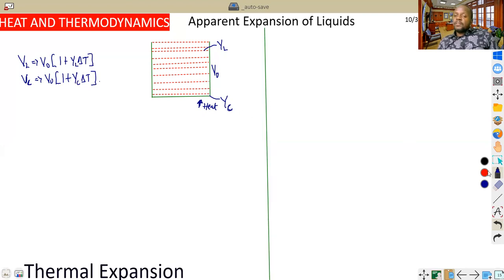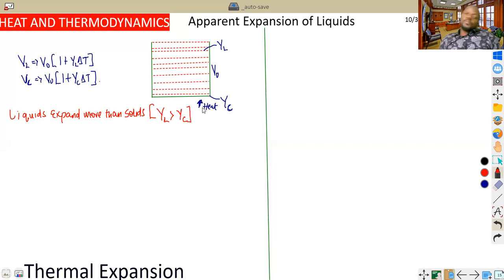Now, from understanding, from experiments which I have also talked about, we know that liquids will expand more than solids. You should know that liquids expand more than solids. Sorry about the writing. And because of that, we can say the coefficient of expansivity of the liquid is greater than that of the container.